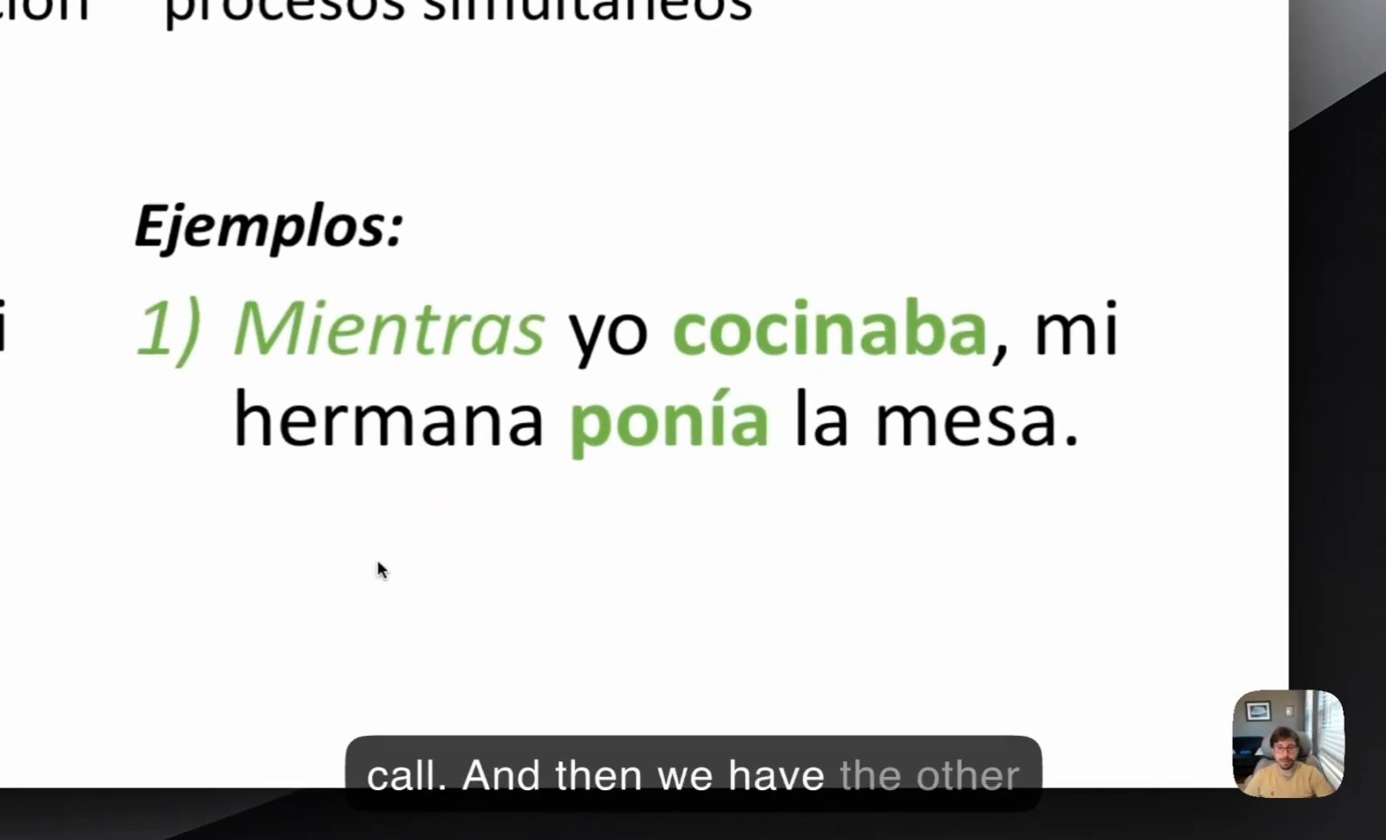And then we have the other example. Mientras yo cocinaba, mi hermana ponía la mesa. While I was cooking, my sister was setting the table. Two actions ongoing, happening at the same time.